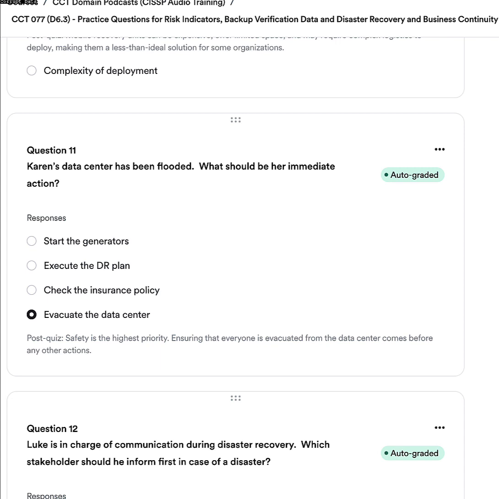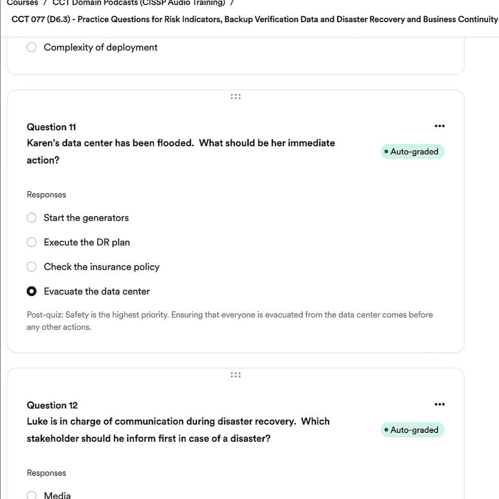You do not want people around water and electricity. They do not mix well. So you want to get everybody out. The one that people might bite off on is execute the DR plan. Well, the first thing, the best answer, is evacuate the data center.